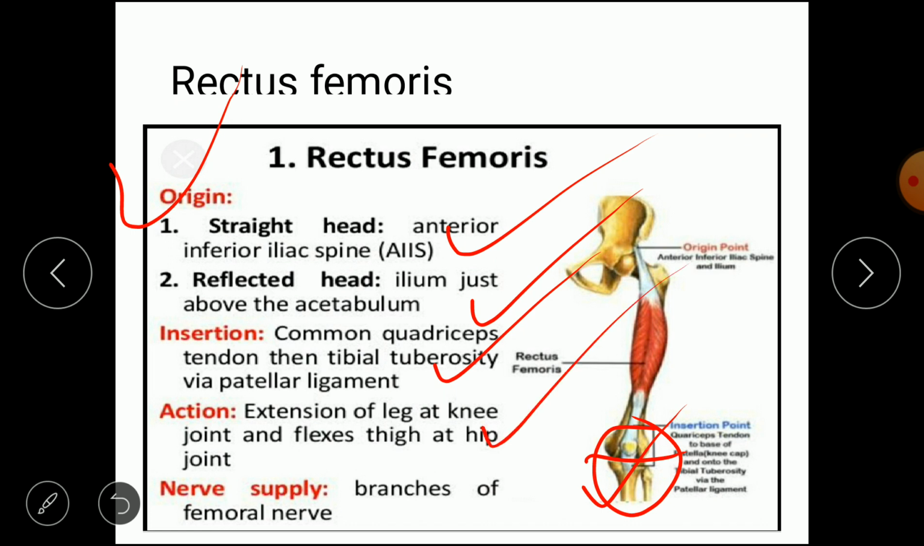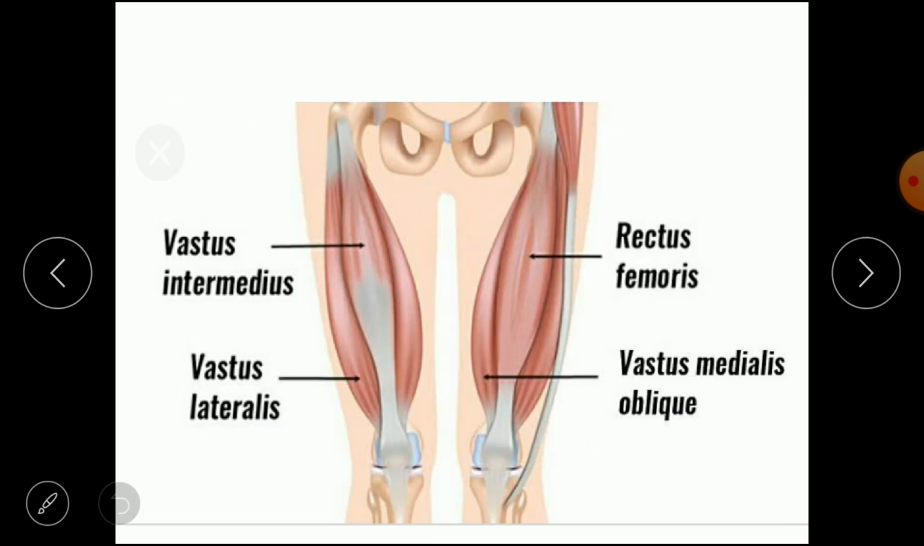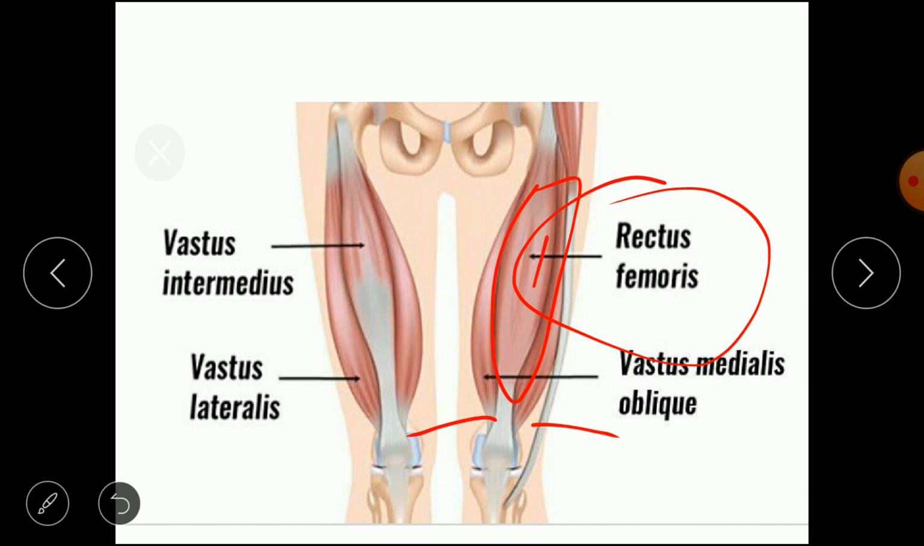Then the action is extension of the leg at the knee. So the action of quadriceps is knee extension. What do quads do? Knee extension and flexion of the hip joint. So remember, this is the common action for all four muscles. And the nerve supply is the femoral nerve. So see, this is rectus femoris. This is a bulky muscle, and around it are medialis and lateralis, and if we cut it we can see the intermedius.